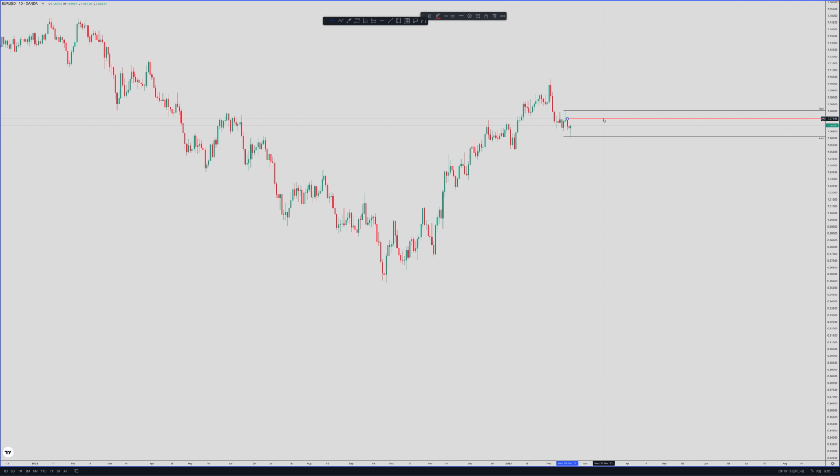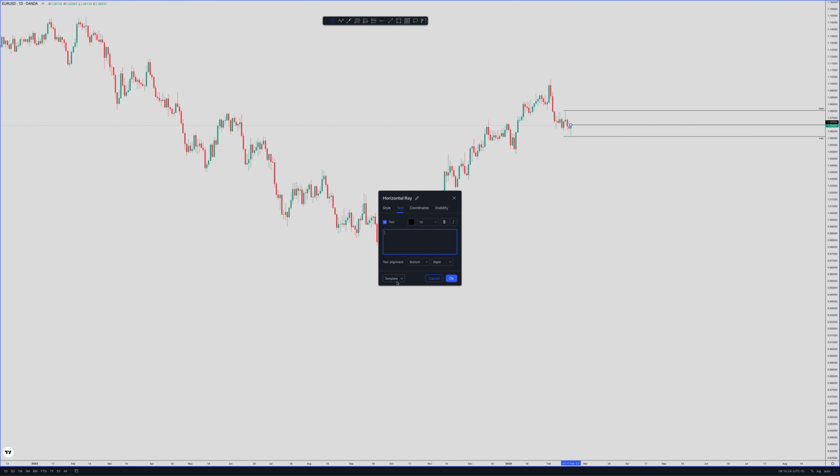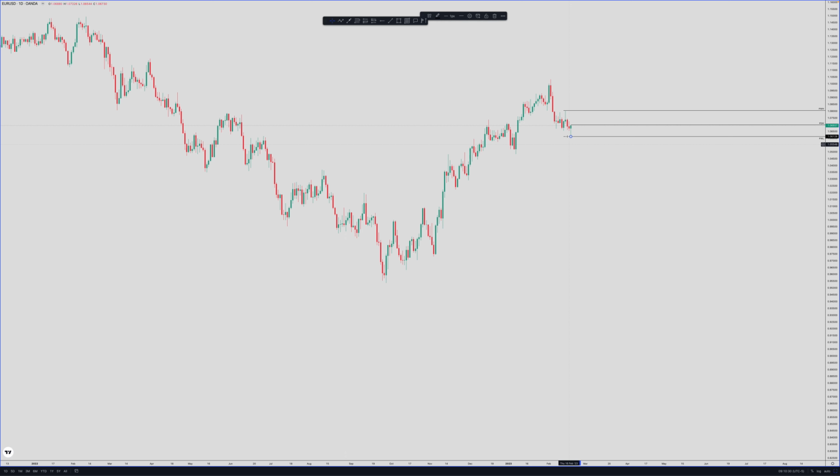So on the daily, I'm not sure what this line is. We'll mark out previous daily high, previous daily low, so we'll just edit that instead.